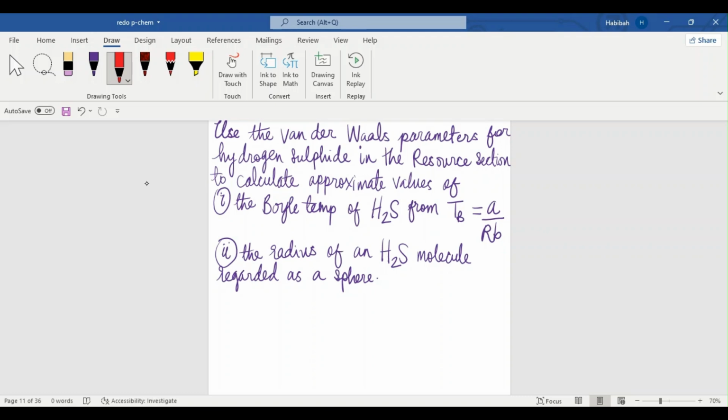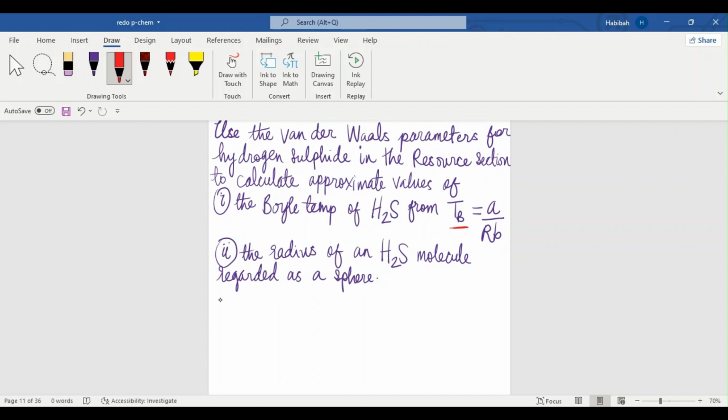Today we're going to be working on the question on the screen that says: use the van der Waals parameters for hydrogen sulfide in the resource section to calculate approximate values of, one, the Boyle's temperature of H2S from the formula TB equals A over RB, where TB is the Boyle temperature, A and B are van der Waals parameters, and R is the gas constant. And then we have a second question where we're asked to calculate the radius of an H2S molecule regarded as a sphere.